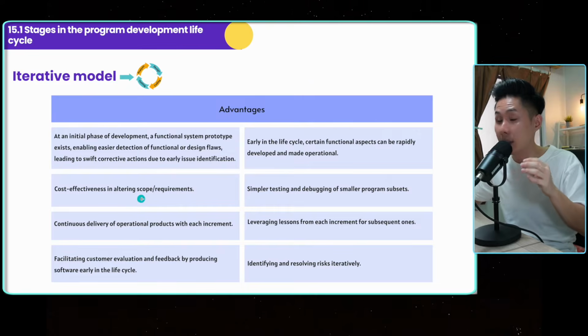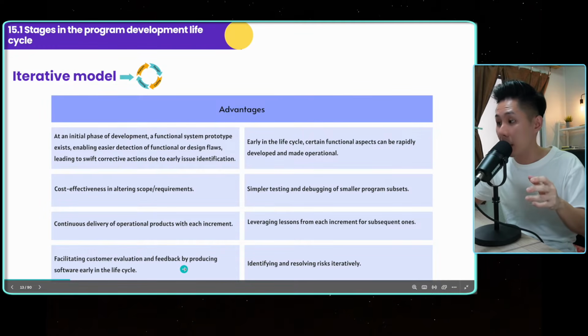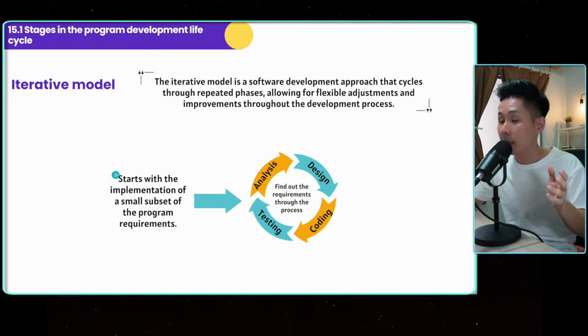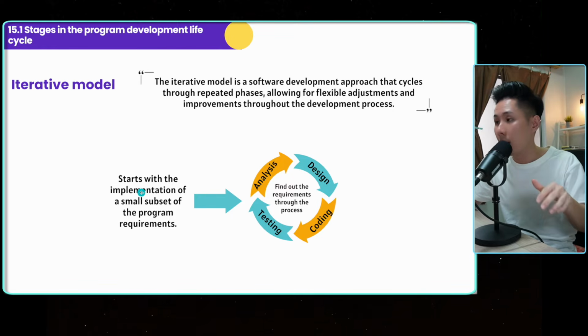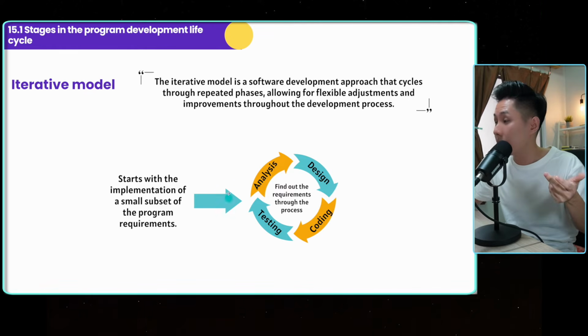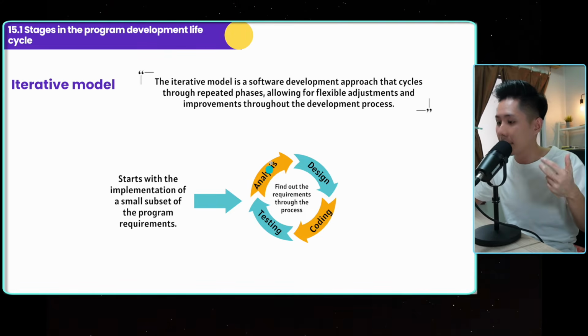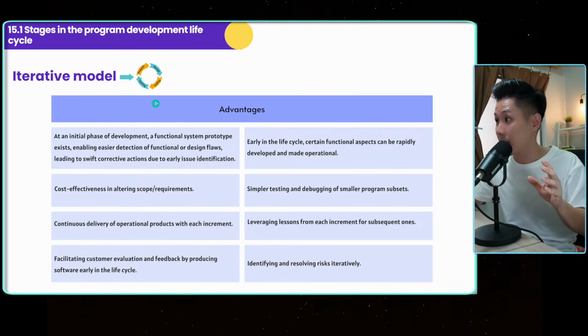It's cost-effective in altering scope and requirements, with continuous delivery of operational products with each increment, facilitating customer evaluation by feedback, by producing software early in the cycle. So what it means here is that the software developer launches a small version of the software to the clients, to the consumer, and allows them to use it and test it. This is important because customers will give you feedback. And when they give you feedback, you can bring the feedback to the analysis, design, coding, testing phase to suit their feedback. So this is one of the advantages of the iterative model.